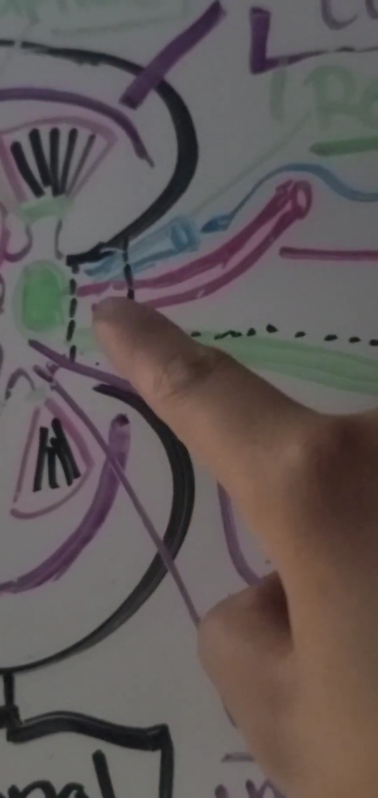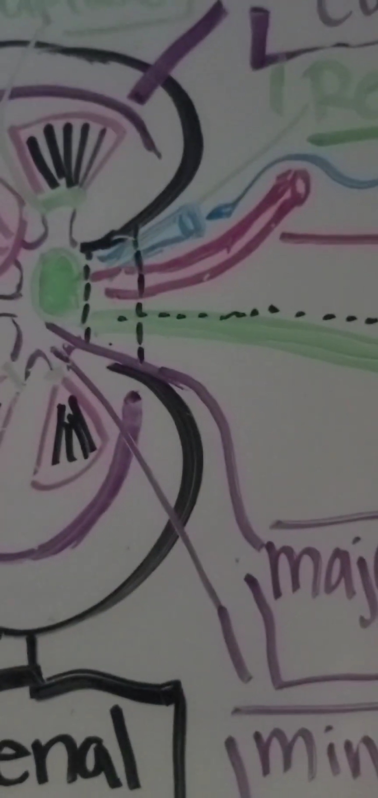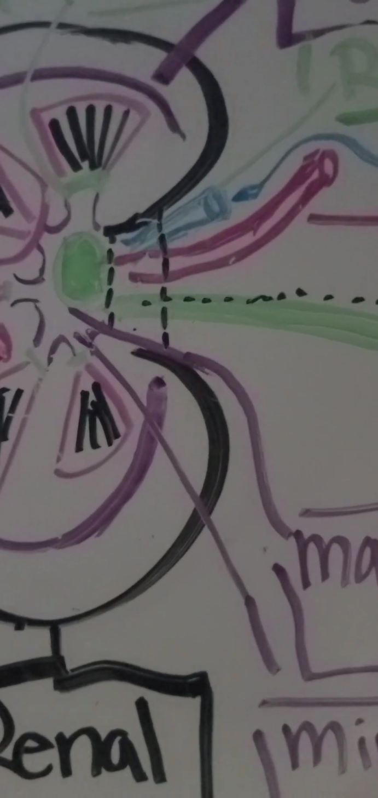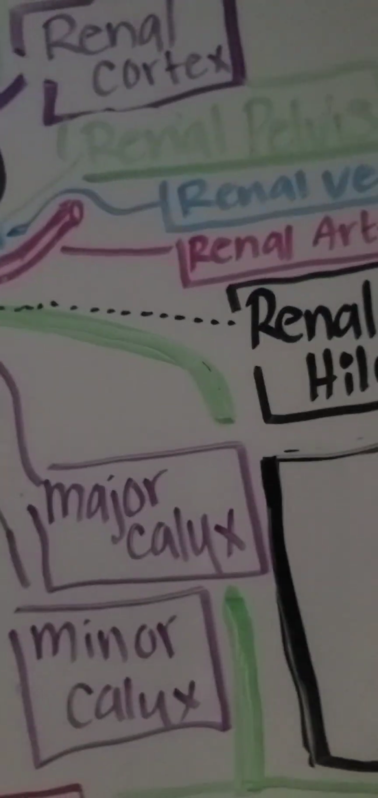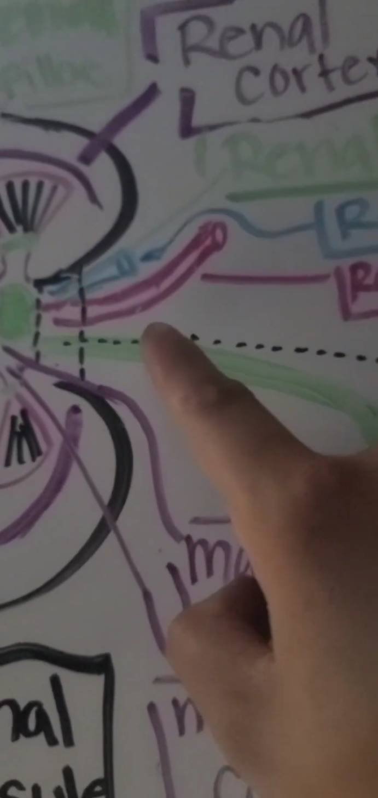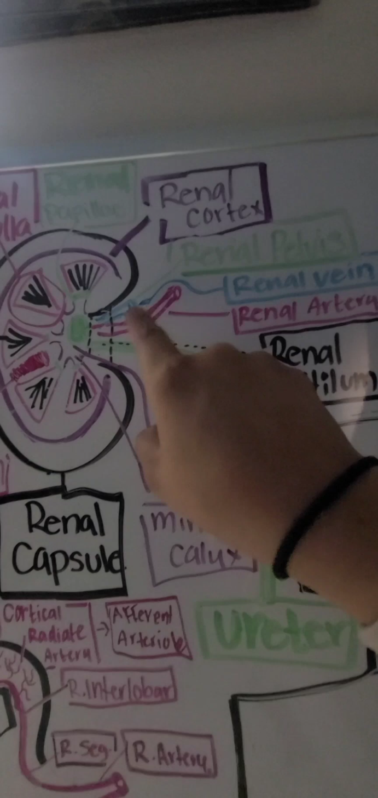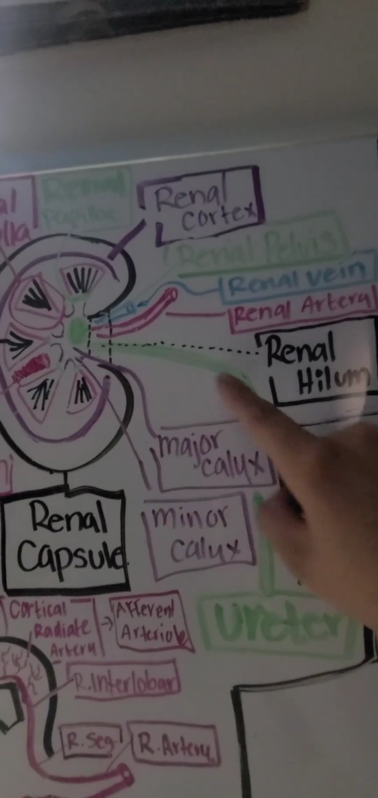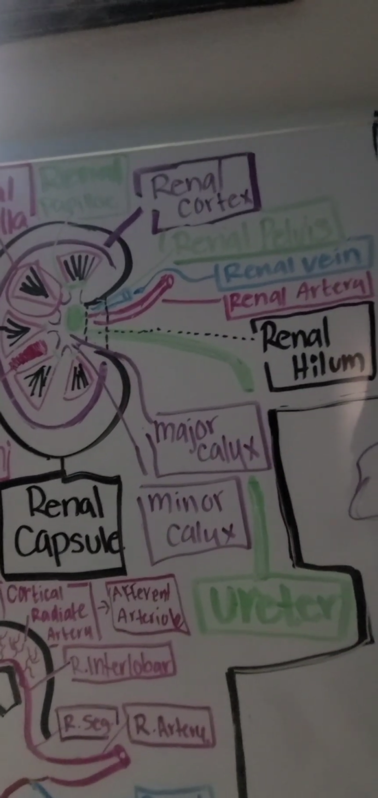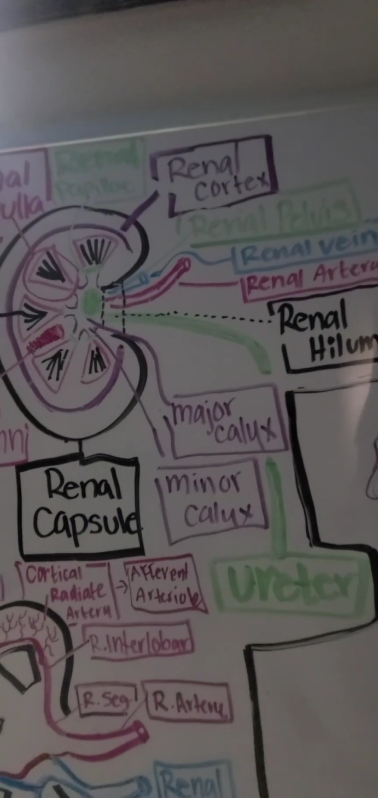This dotted line right here is the renal hilum, which is basically the entryway for the vessels. And then I have, here, let me zoom out. Okay, that's better. And here is the renal vein, the renal artery, and the ureter, which travels down to the bladder, and then the urethra for excretion of urine.